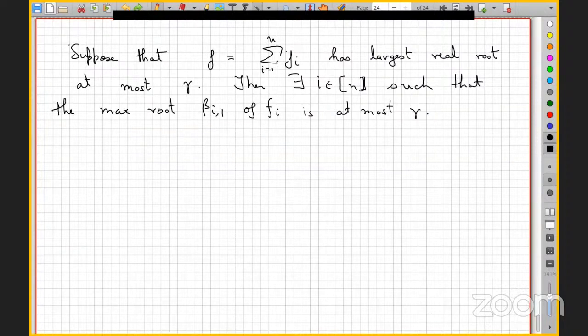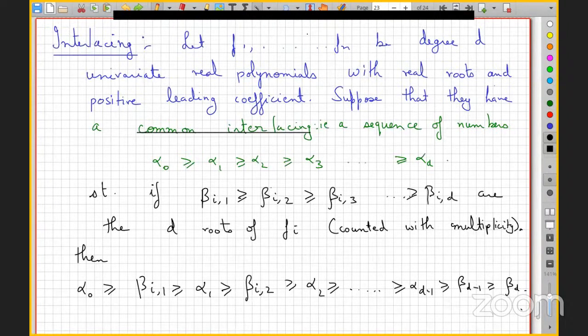So the sum here can also be made an expectation. I mean, adding weights doesn't change anything. Multiplying the polynomial by a positive number doesn't change the fact that it is real-rooted. So this is important, that they all have the same sign of the leading coefficient.